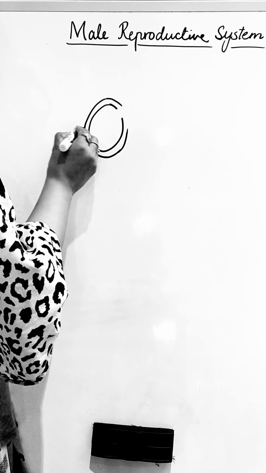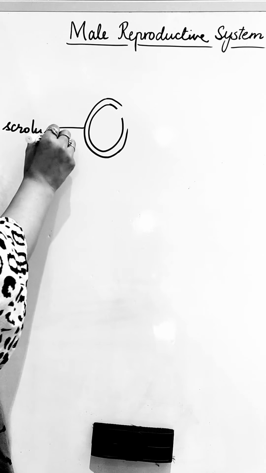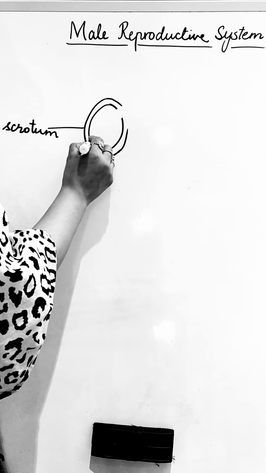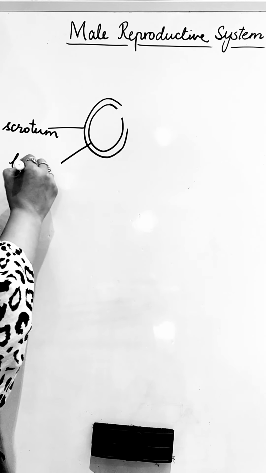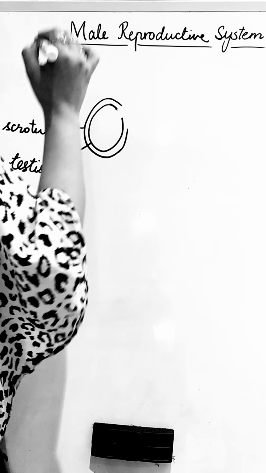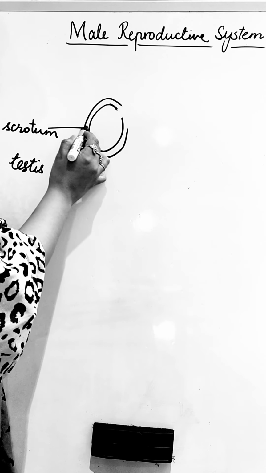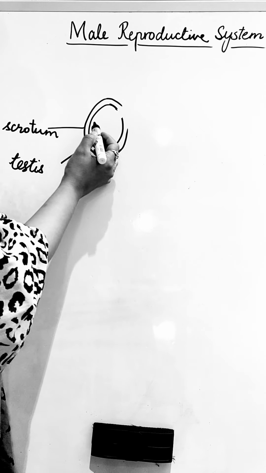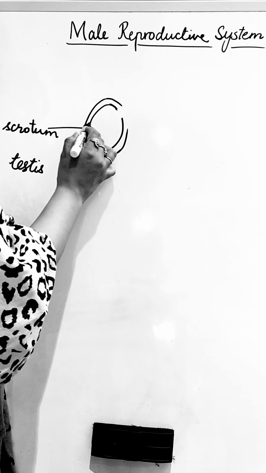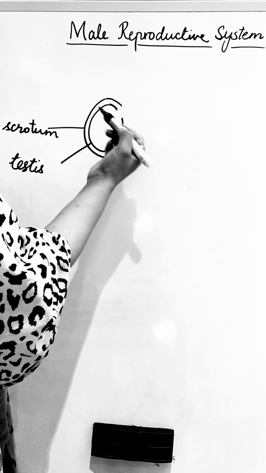So this is the scrotum, and this is an oval structure, the testis. Here I have told you that sperm formation takes place in the seminiferous tubules, and the formed sperms are conducted through various ducts.